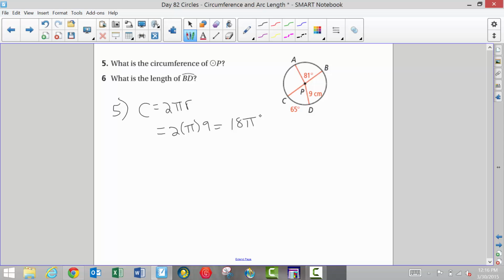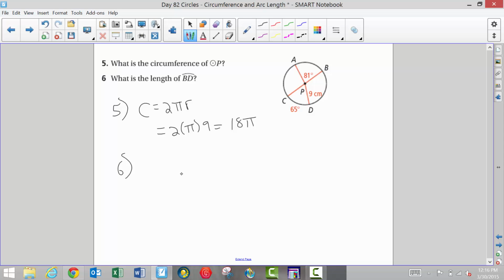In my math course, if I don't tell you to leave it in terms of pi or round to the nearest hundredth when you're dealing with circles, please leave your answer in terms of pi. So there's my answer for number 5. Since I didn't tell you if I want it in terms of pi or rounded, keep it in terms of pi. So 6, what's the length of arc BD?